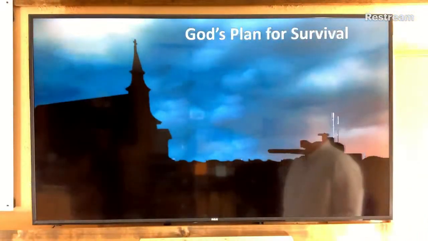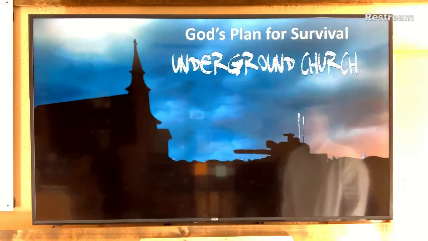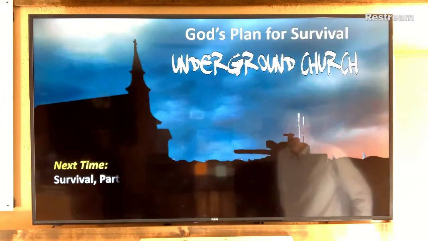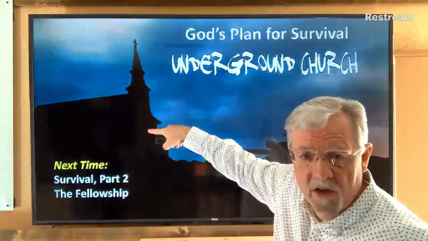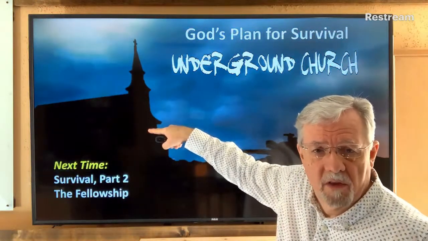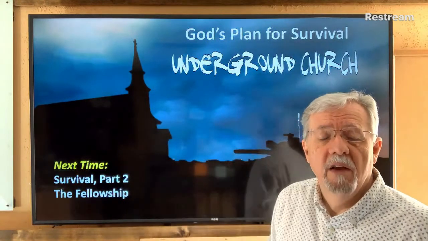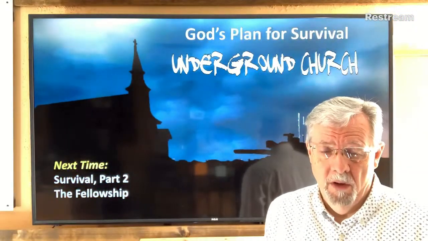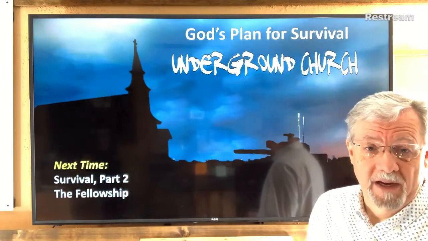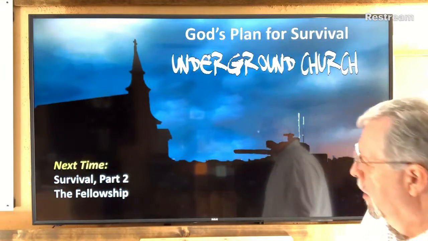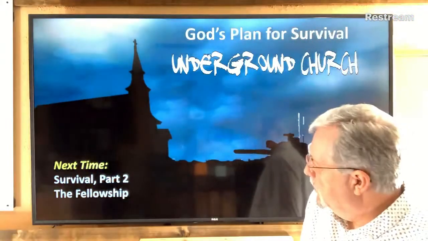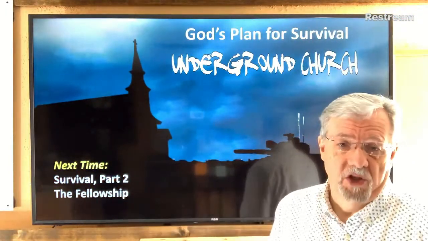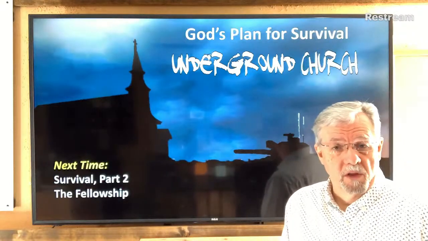So, God's plan for survival, as the tanks roll up in front of the cathedrals, we need to go underground. We need to get back to the real pattern of the first century church, and that is that they never did, according to the examples, own one of these. But they had home church meetings 15 times or more. Think about that. So next time, part 2 of our survival part of this particular series, we're going to deal with the fellowship, not just the family, but now we're going to go with the fellowship.